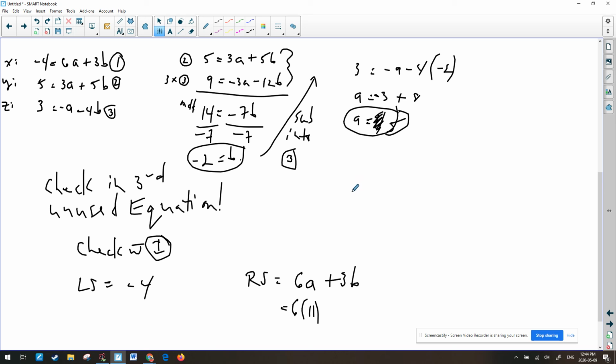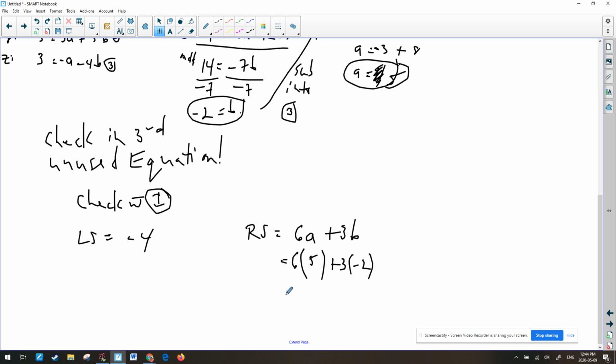So a is 5. So I'm going to check and put the 5 in here. So I need to clear that up. I knew there was a mistake in there somewhere. There may be another one, but let's pretend that it's good. So a, my value is 5, and then b is going to be 3 times negative 2. And so that is going to be 30 minus 6, which is 24. So the left side does not equal the right side.